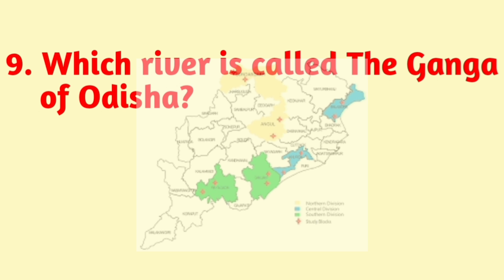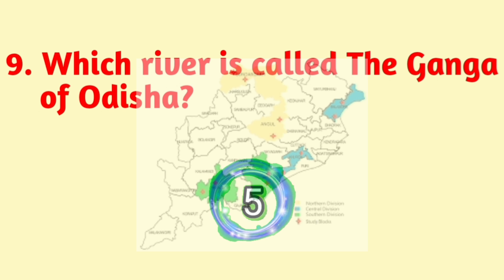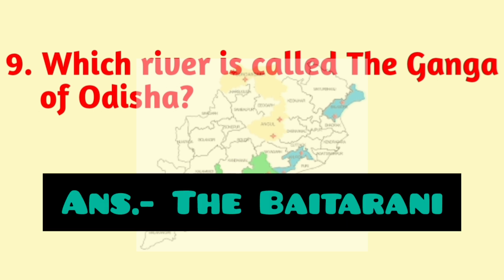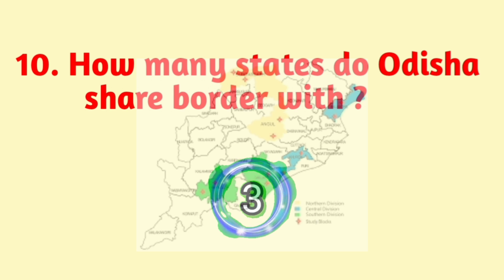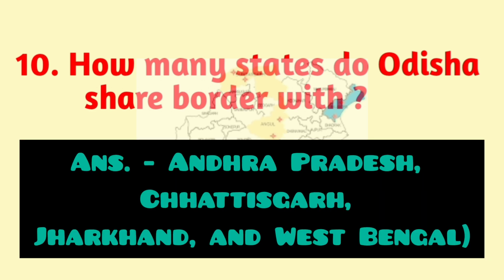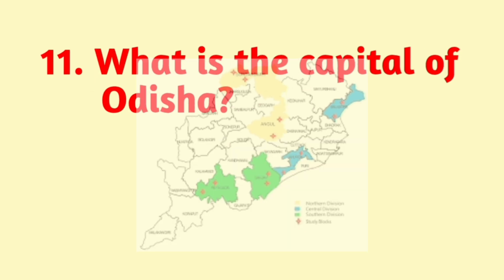Which river is called the Ganga of Odisha? Answer is the Boitarani. Question number 10. How many states do Odisha share a border with? The correct answer is Andhra Pradesh, Chhattisgarh, Jharkhand and West Bengal.